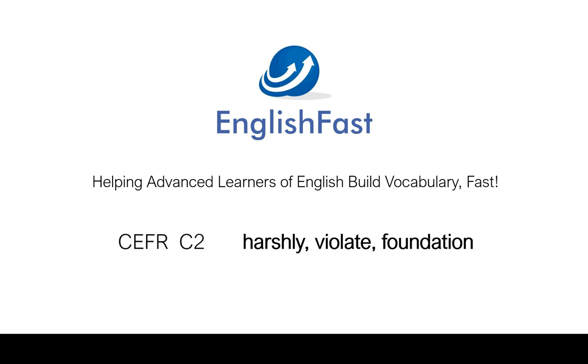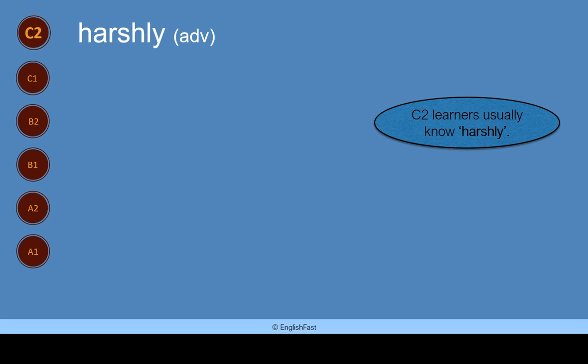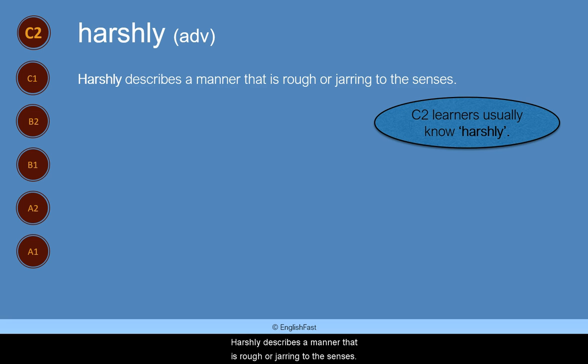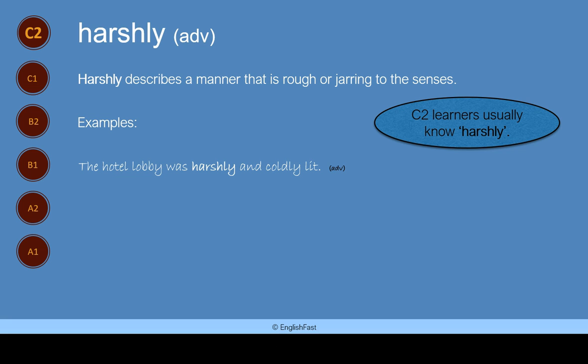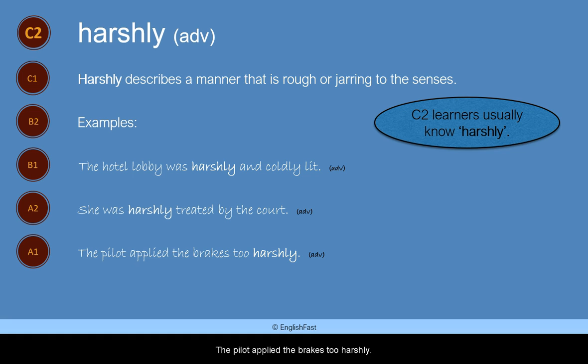CEFR C2. Harshly, violate, foundation. Harshly. Harshly is an adverb. C2 learners usually know harshly. Harshly describes a manner that is rough or jarring to the senses. Here are some examples. The hotel lobby was harshly and coldly lit. She was harshly treated by the court. The pilot applied the brakes too harshly.